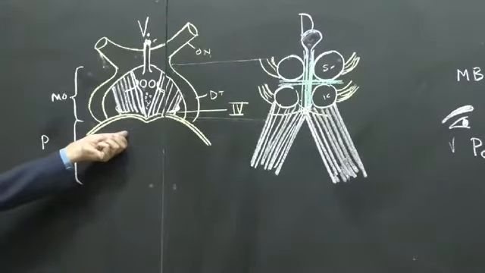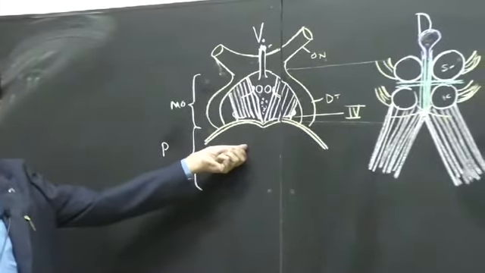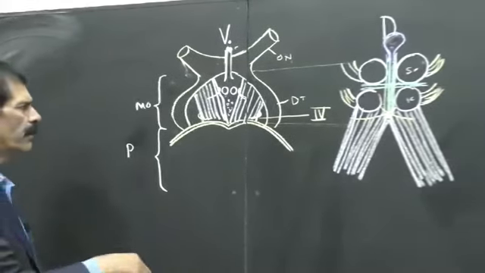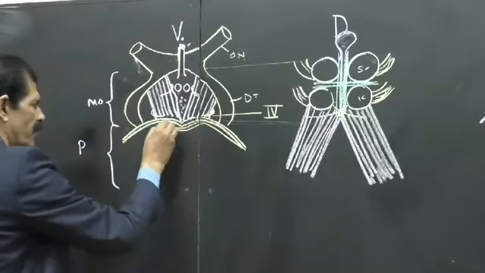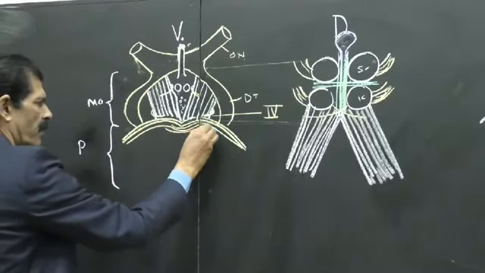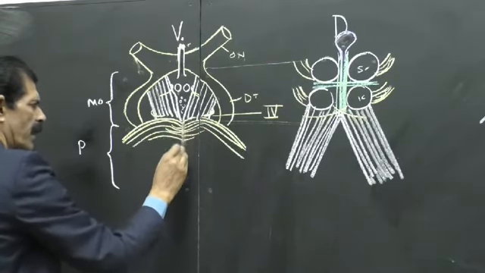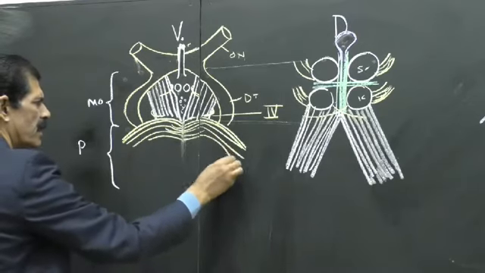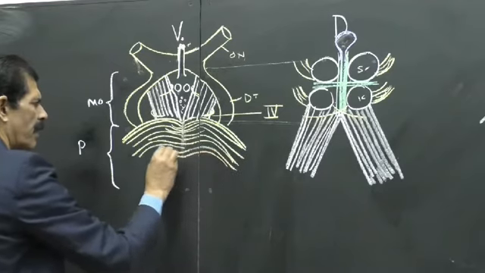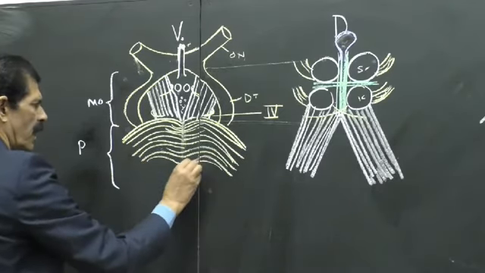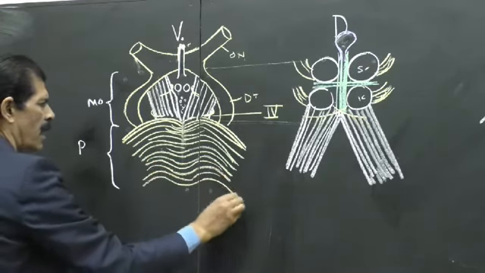And the ventral surface of the pons, how to draw? It looks like the head of the Barbie doll. I have already told you. On the surface, you can see the crossing fibers from right to left. And in the midline, there is a depression called the basilar sulcus, which contains the basilar artery with its branches. So this is how to draw the ventral aspect of the pons.